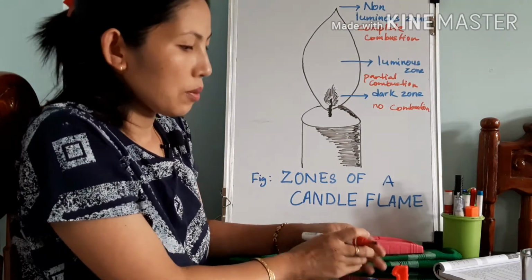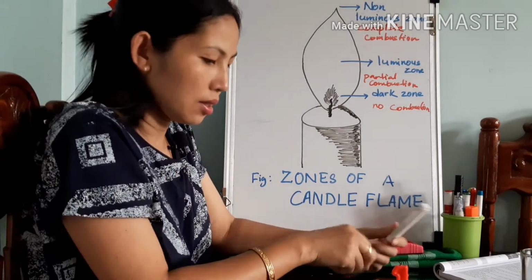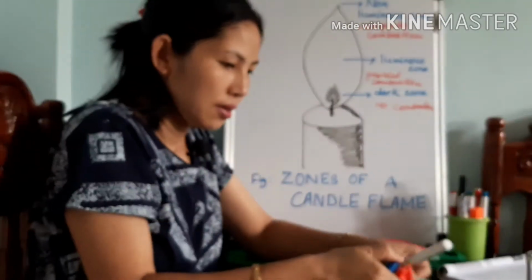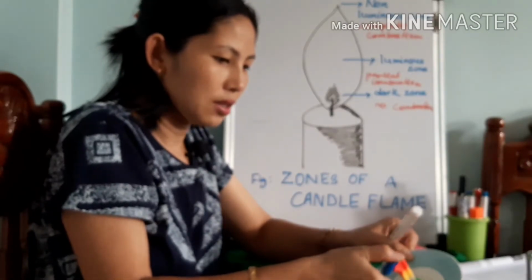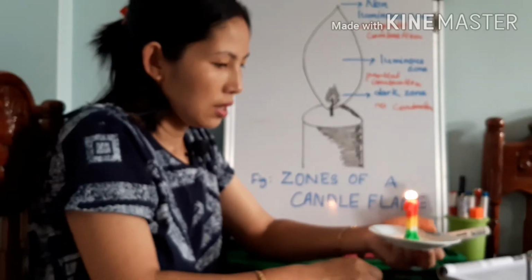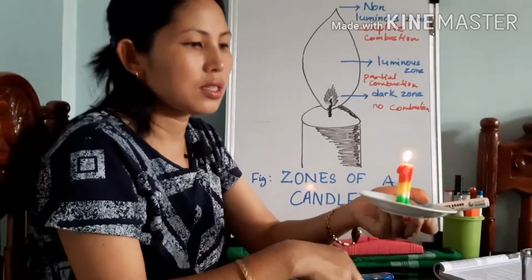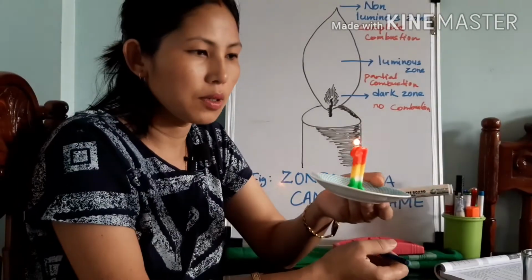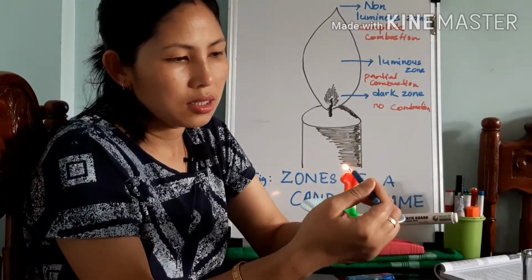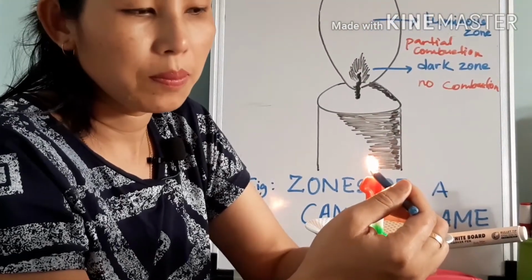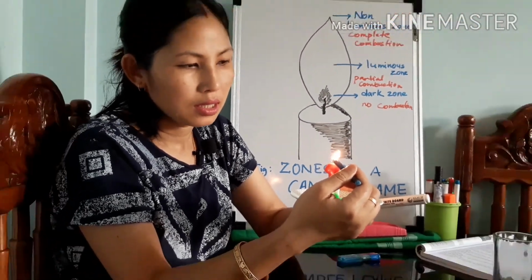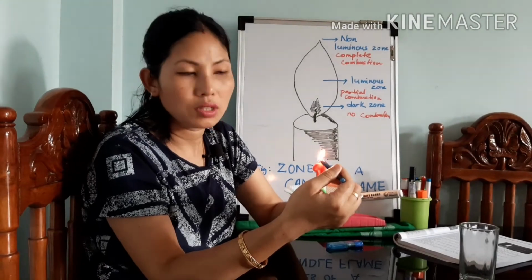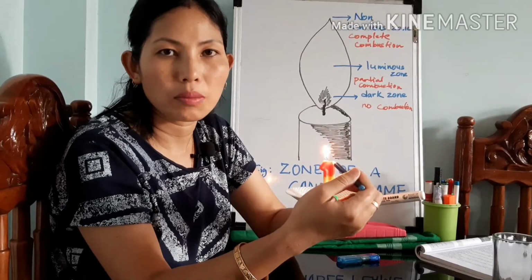Now the same thing I am going to show you practically. I am going to light this candle, and we will see the different zones here. As you can see, the candle is burning, and just right at the tip of the candle wick, this area is dark. So it is the coldest part because no combustion occurs.